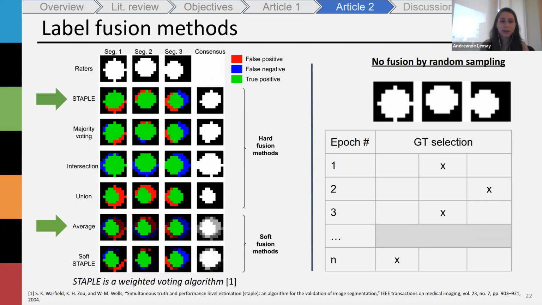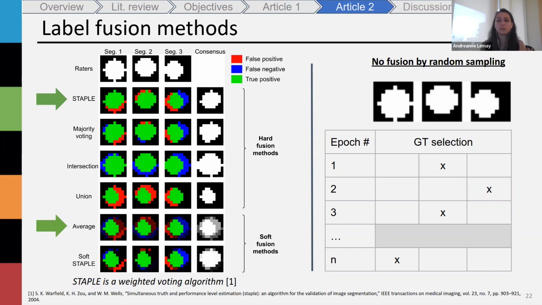The first one that we were interested in, which is probably one of the most popular label fusion methods, is STAPLE. STAPLE is a weighted voting algorithm. If I have to summarize it, it's a smart majority voting algorithm to take into consideration all of the raters and the annotations that we have. The second label fusion method that we use is the average, simply averaging all the annotations that we had.